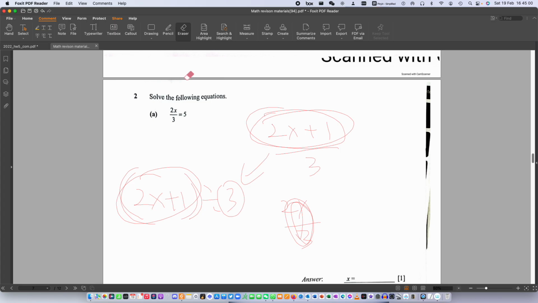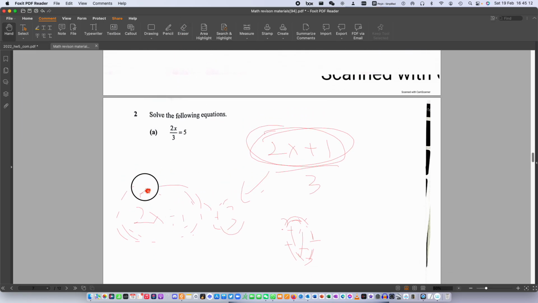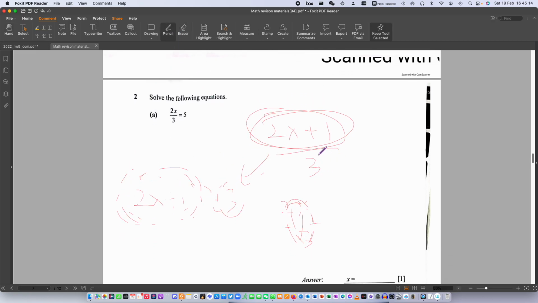What if you don't put a bracket? If you don't put a bracket, you just have 2x plus 1 divided by 3. What's going to happen? No bracket. Just the 1 divided by 3. So you need a bracket or you don't need a bracket? Need. Yes, so that's why you need a bracket.